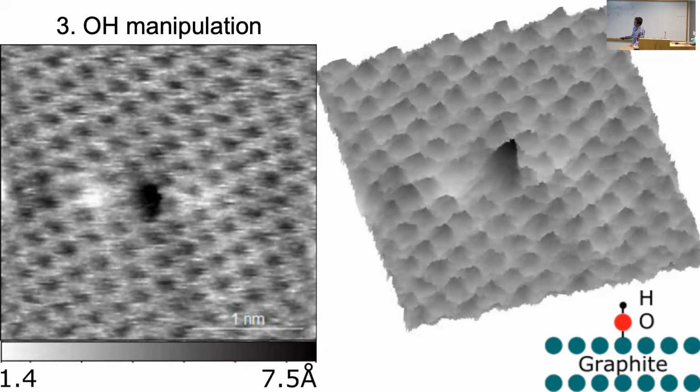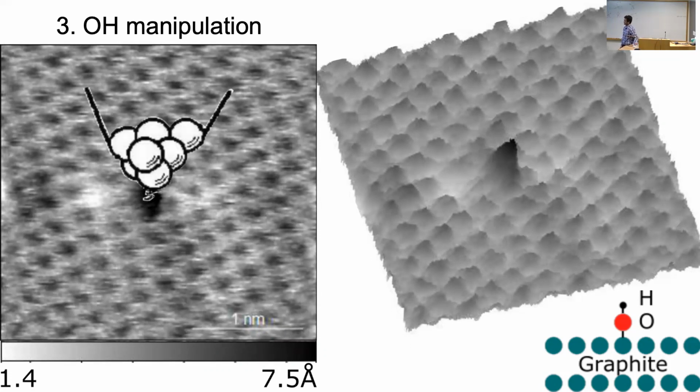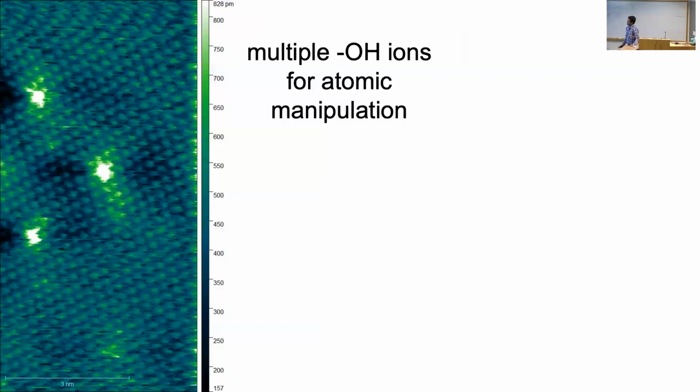This is a three-dimensional image of an OH negative ion protruding out of the surface. And I can measure the height of this OH negative ion, and it turned out pretty close to the bond lengths of carbon, oxygen, and hydrogen. So now what if we bring the tip closer to these OH negative ions and try to move them on the surface? What I did was I found a bunch of OH negative ions on the surface and I wanted to move them.